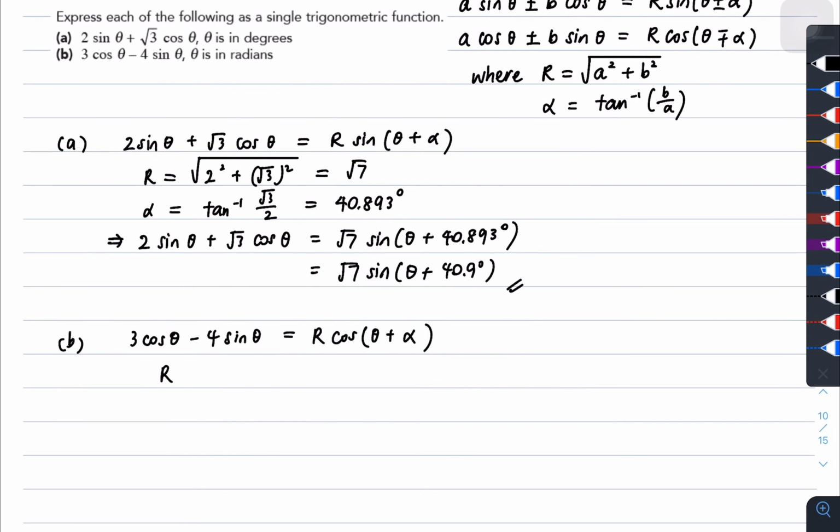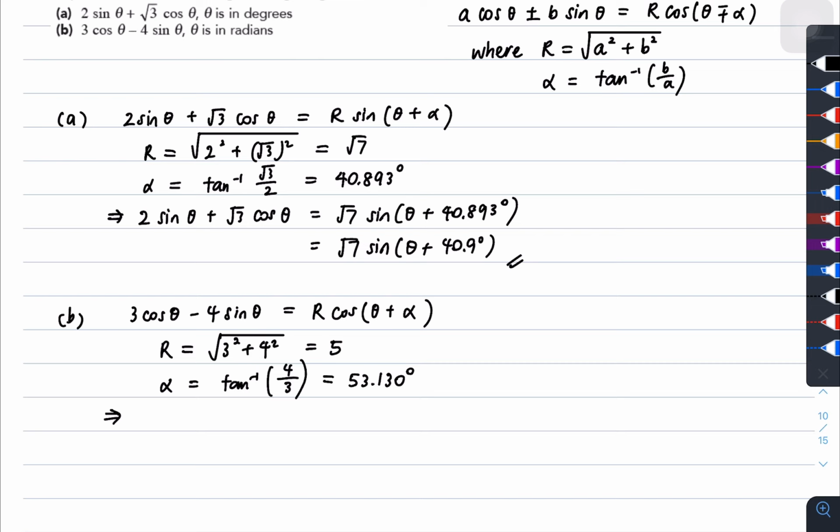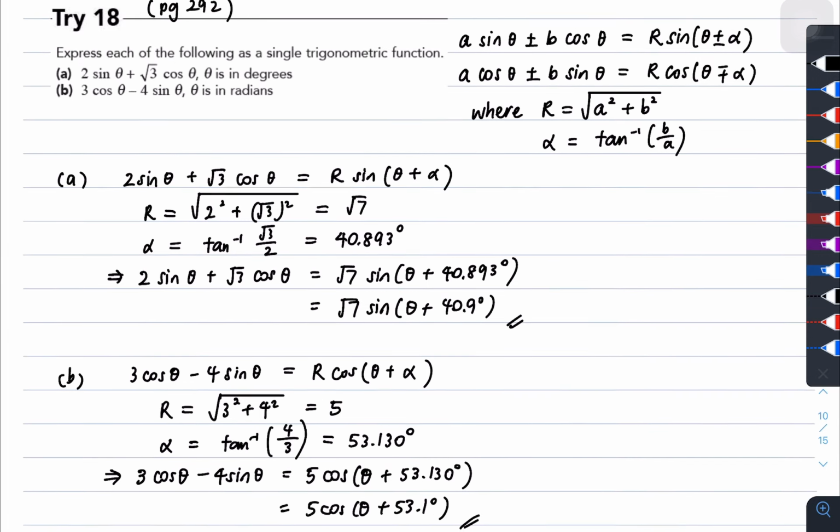Okay, so let's calculate our r. Our r would be the square root of a square plus b square. So this one will be equal to 5. And our alpha would be equal to tangent inverse of b, the positive value of b, over a. So tangent inverse of 4 over 3 gives me 53.130 degrees. Therefore we have successfully converted this sum, 3 cos theta minus 4 sin theta, into 5 cos of theta, where theta is the unknown, plus an adjustment alpha, 53.1 to 1 dp. Okay, so this is Try 18, question 8, part B.